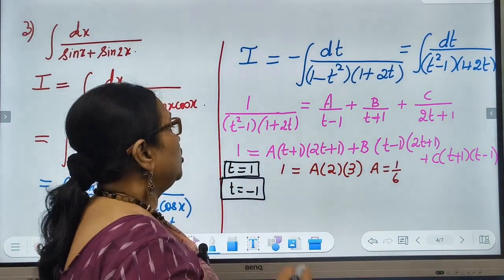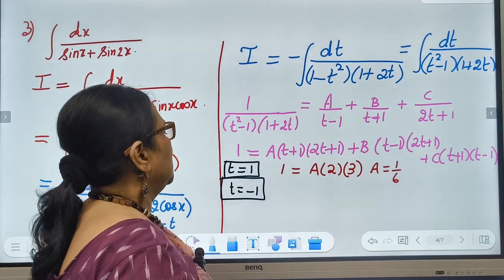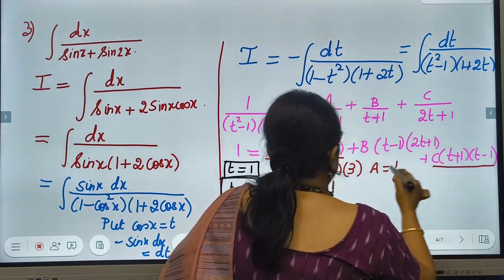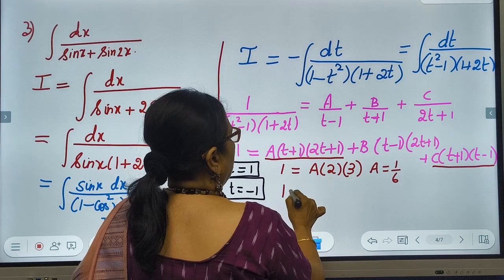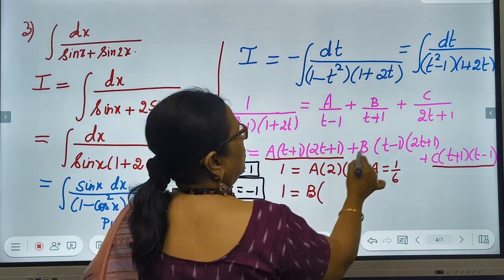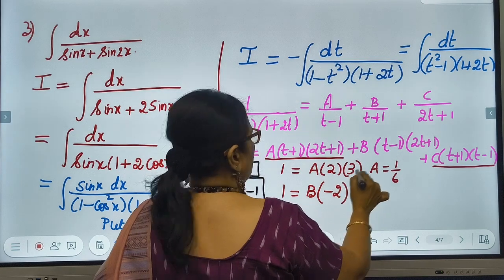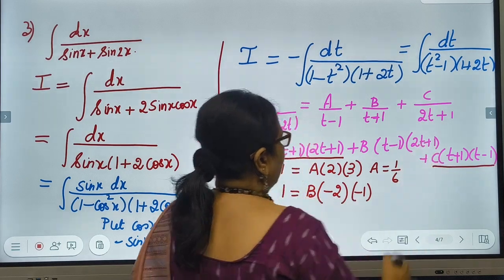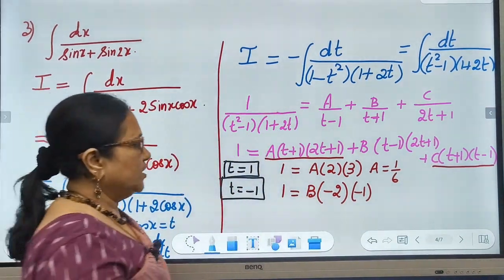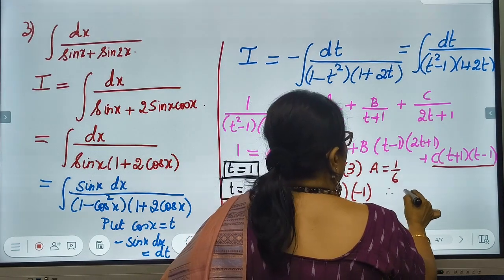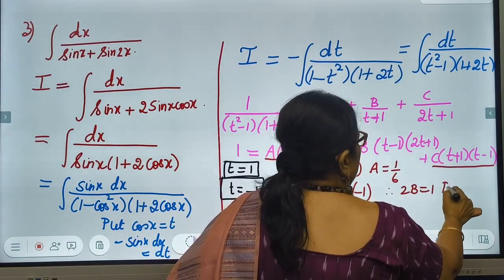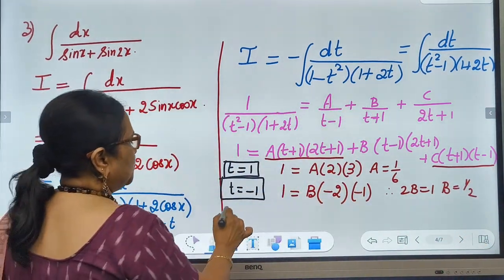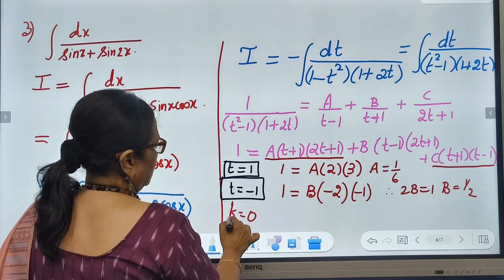Next, I am going to put t equal to minus 1. When I put t equal to minus 1, this becomes 0, this becomes 0. So I will get 1 equal to b into minus 2, minus 2 plus 1, t is minus 1, so minus 2 plus 1 is minus 1. Therefore, 2b equal to 1 or b equal to half.